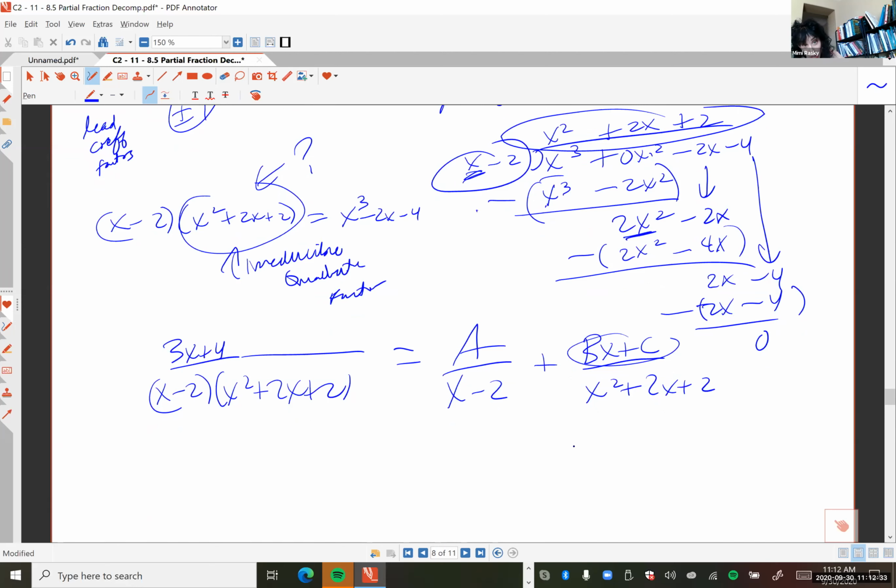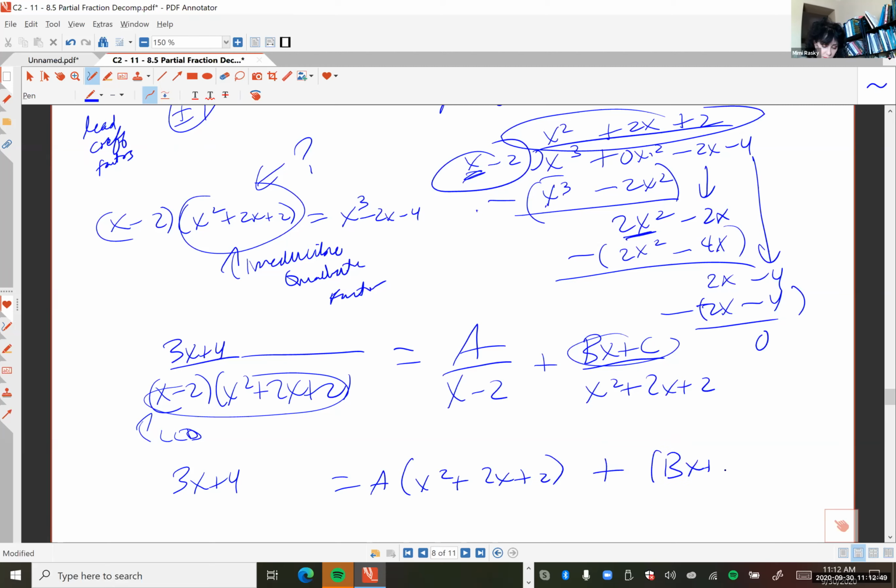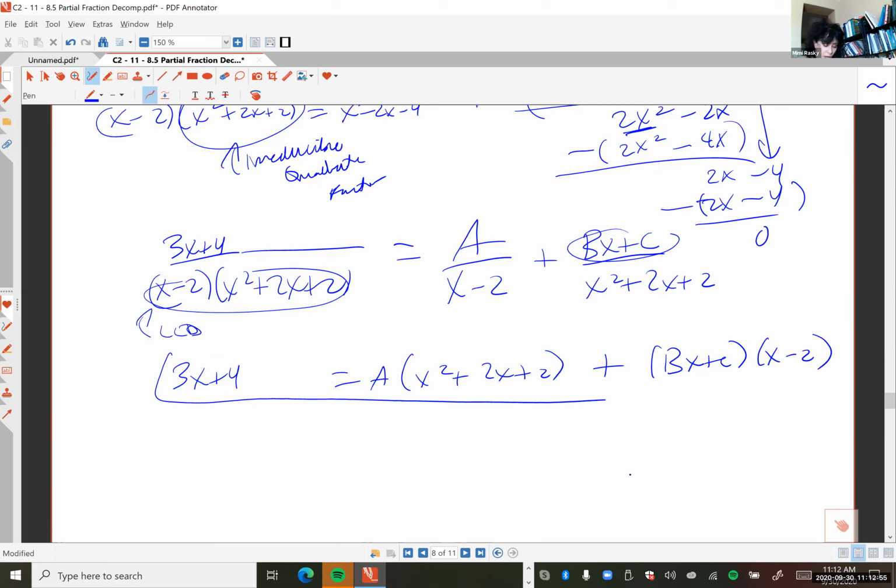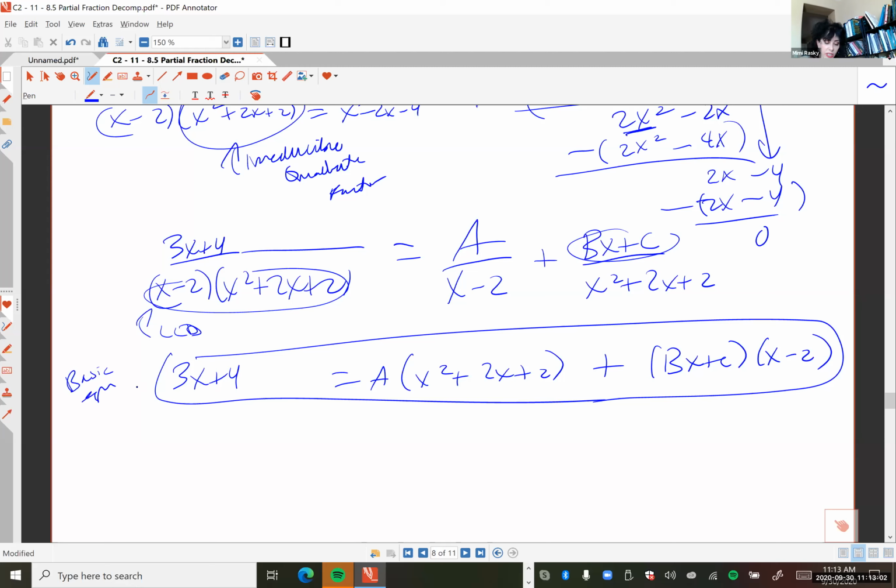So now we're going to get the basic equation. How? Multiply both sides by the LCD, which is this guy right here. Once you multiply both sides by that LCD and clean it up, you get your basic equation. Okay, there's your basic equation. Now, remember, I'll give you 1 point of partial credit if you get that far. So is there a value of x that you can see that, if you plug it in here, will kill off a term or two?